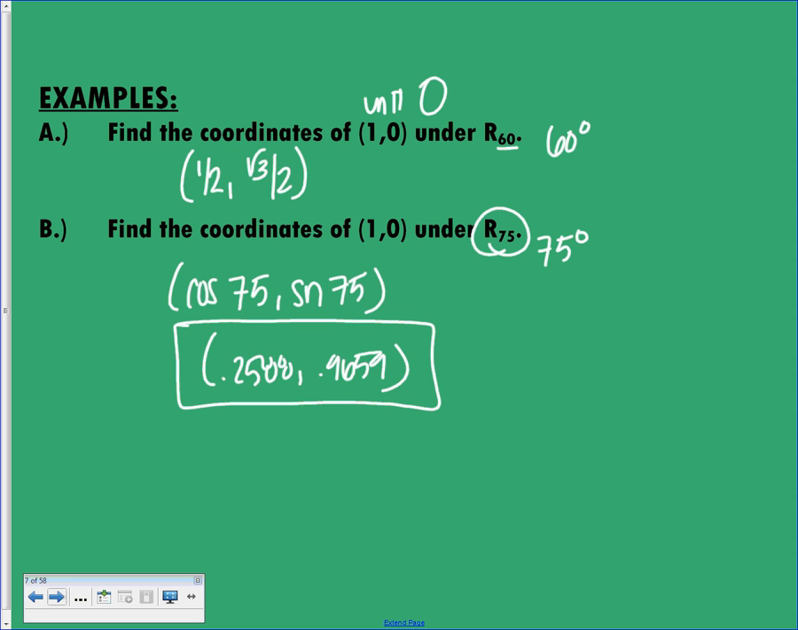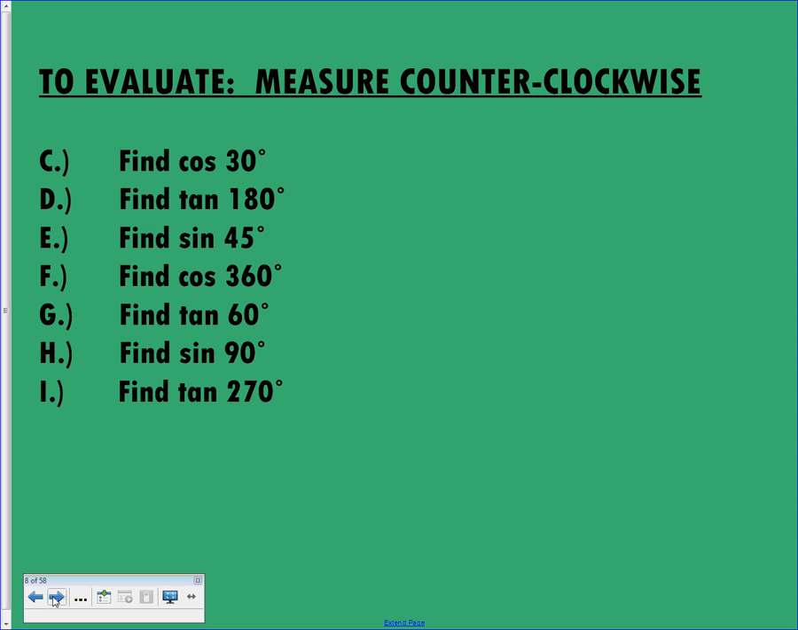Okay, you are only allowed to use your calculator on the ones that are not on the unit circle. That will not happen very often, but I wanted you to realize how to do it if it did. Okay, most of this chapter is going to be no calculator. Okay, so we're going to go through C through I here, and I'm going to bring you back, okay, to the unit circle so you can see the visual.